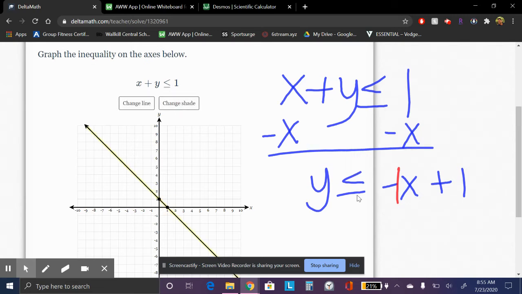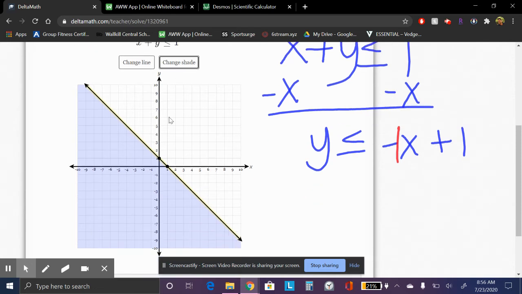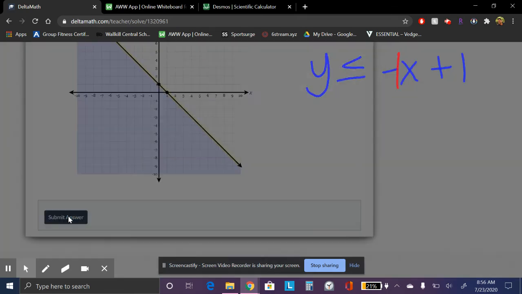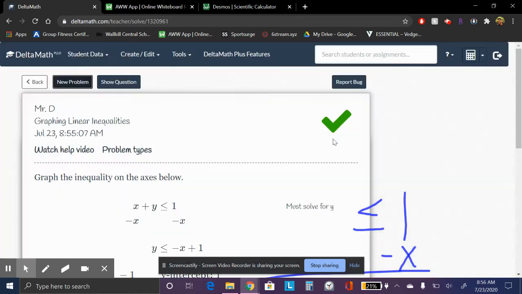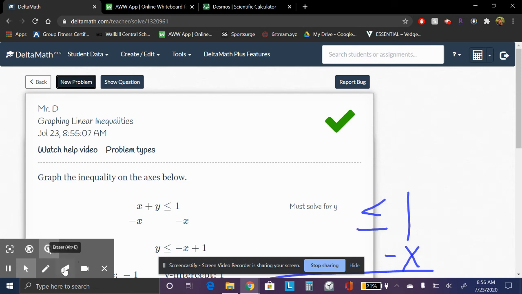It's an equal sign, so that stays solid. And it's pointing to y, so I shade below. So you just keep clicking this until it goes above or below. Submit. Alrighty. Let's look at a new one.